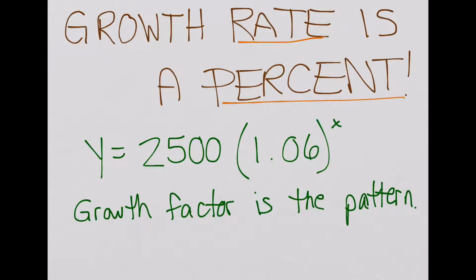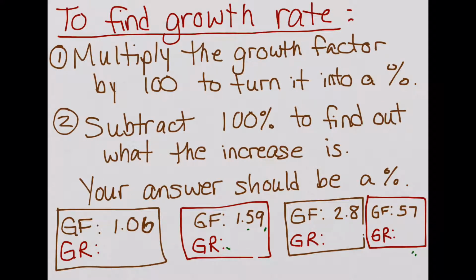So then, just as a little review, the growth factor is the pattern. That is this 1.06. That's the growth factor, which is different than the growth rate. So we like to talk about the growth rate as being a percent of change. What percent did this increase by? It was still worth 100% of last year's value, plus some more. So what is the some more as a percentage? That's the growth rate. How do you find the growth rate?